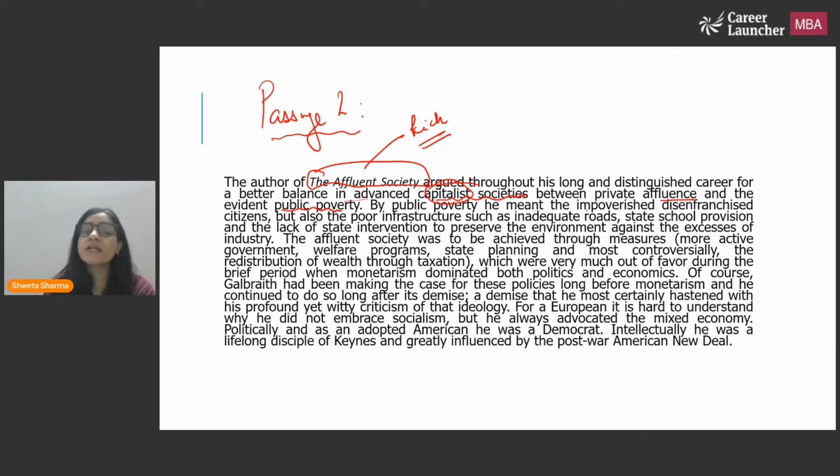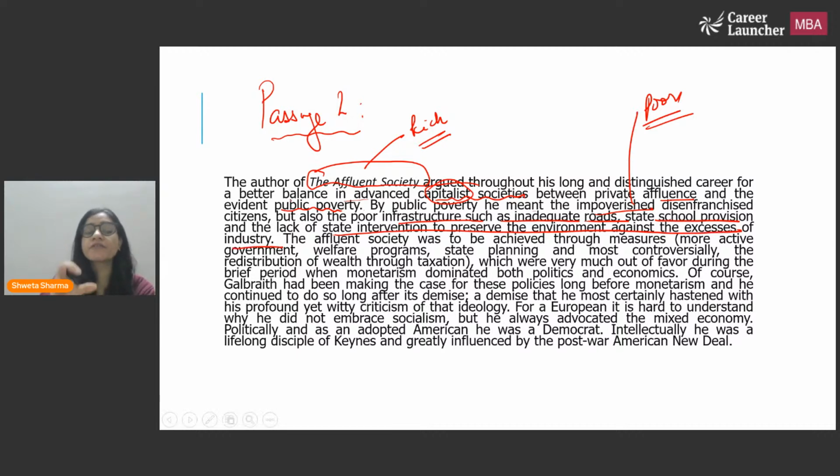By public poverty, he meant the impoverished, that is the weak, the poor, disenfranchised citizens, but also the poor infrastructure such as inadequate roads, state school provision, and the lack of state intervention to preserve the environment against the excesses of industry.